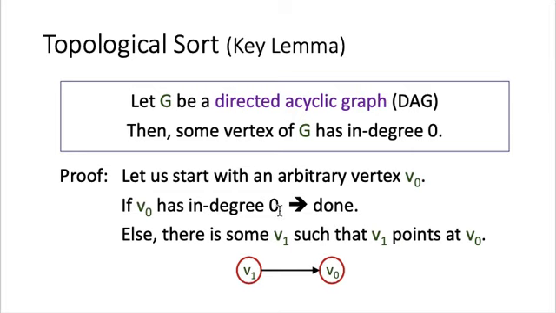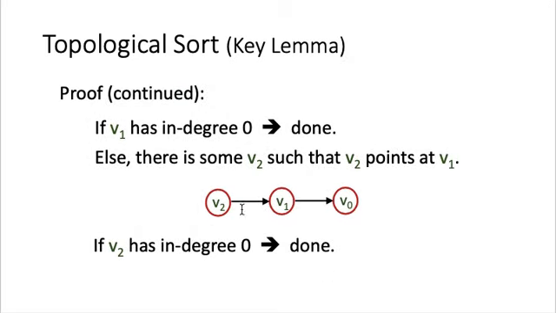So that means that there is some vertex, let's call it V1, such that V1 has a directed edge directly pointing at V0. So we will have V1 pointing at V0. So we continue the process. Now, if V1 at this moment has integer 0, then we are done, because now V1 is the vertex that we want to find. If not, then we will have some vertex V2 that points at V1. Okay, so this is the case.